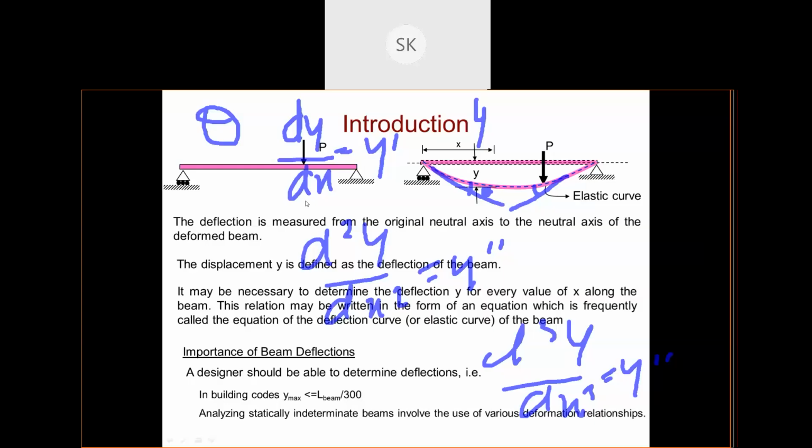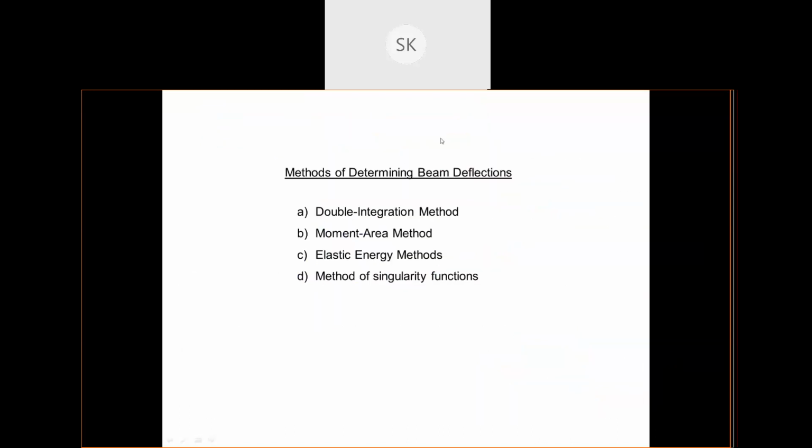So there are various methods for determining the deflection of a beam: double integration method, moment area method, elastic energy method, method of singularity functions, and many more. But we'll concentrate on these two methods: double integration method and moment area method. Okay. So let's start with the double integration method. The deflection curve of the beam is this. The general equation of that elastic curve is EI d square y by dx square equals M. So this is the relation between slope and deflection.